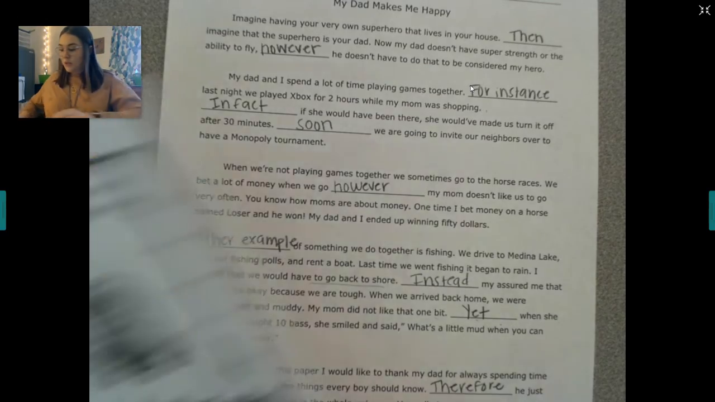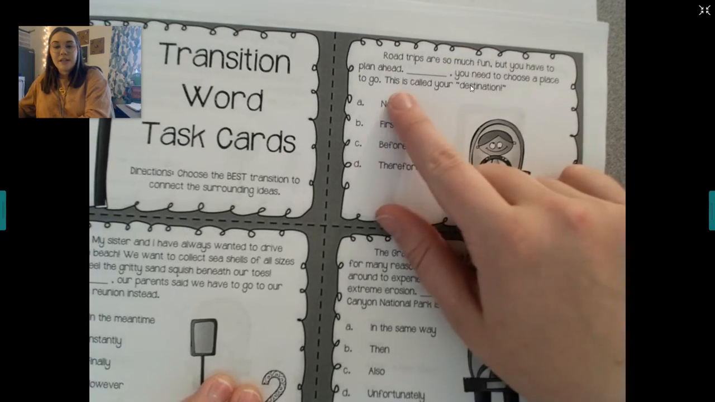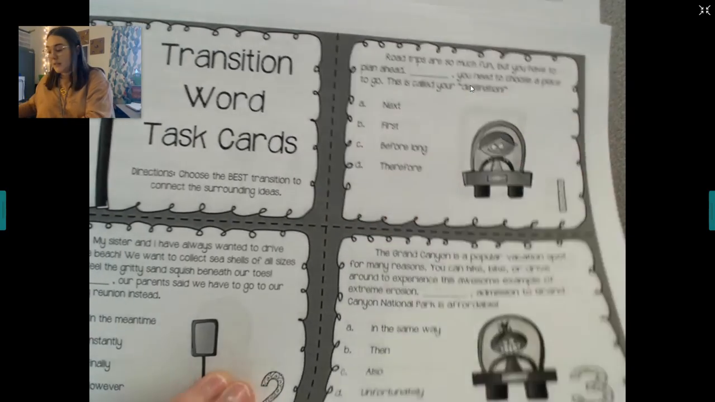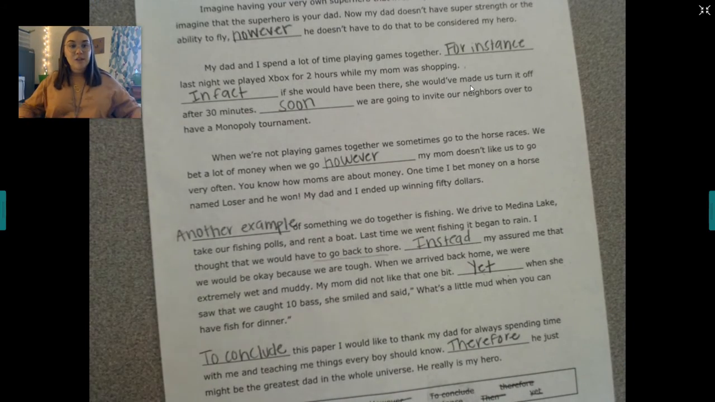Today for your assignment, you are going to do some transition word task cards. So you're going to look at the task card and you're going to decide which transition word fits best within that sentence. All right, guys, those transition word task cards are posted right down below.